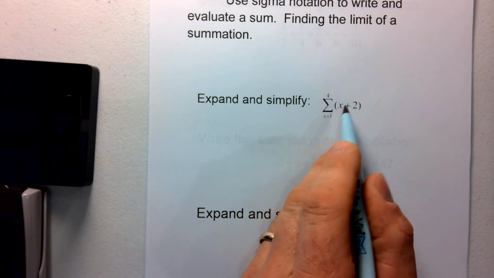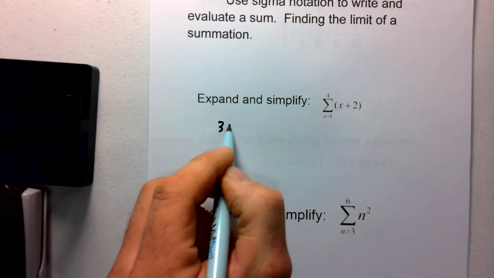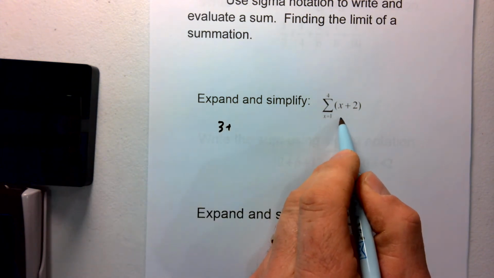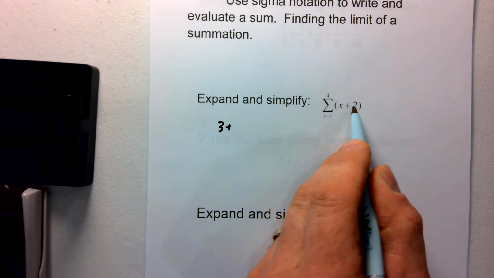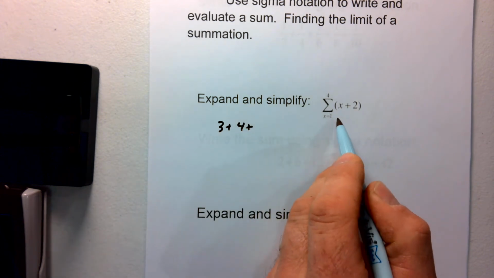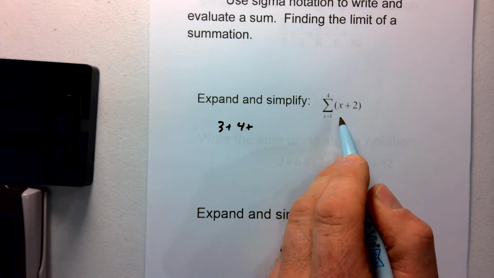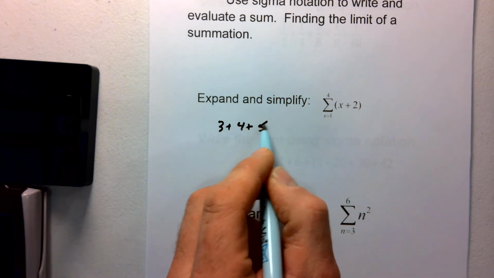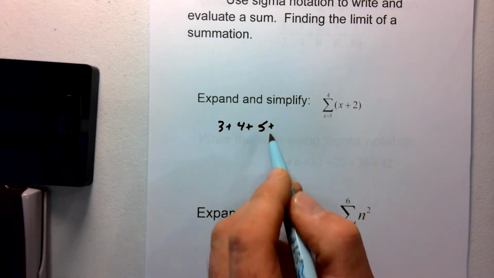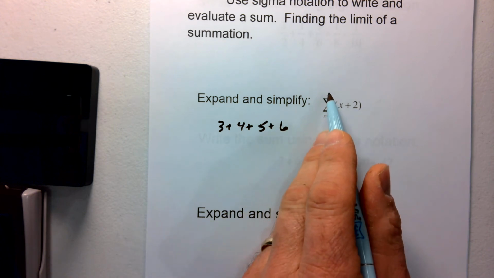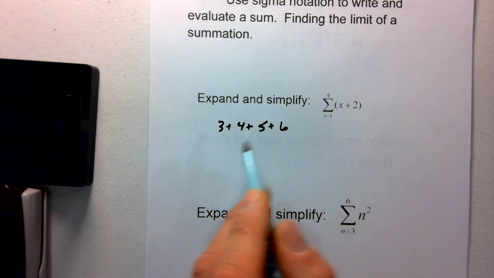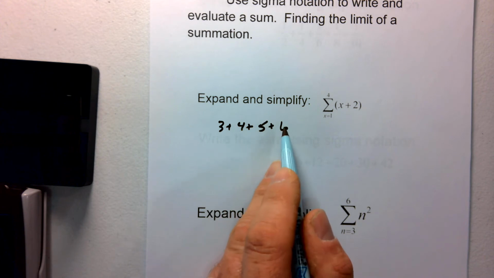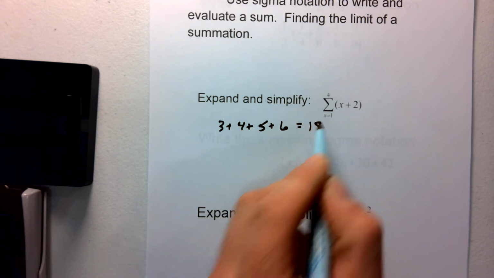So if I take 1 and plug it in, I get 3. I'm going to go to the next integer value, which is 2. 2 plus 2 gives me 4. Next integer value is 3. 3 plus 2 gives us 5. And then 4 plus 2 gives us 6. And we stop because we plugged in our 4, our upper boundary. So we take 3 plus 4 plus 5 plus 6, and it gives us 18.